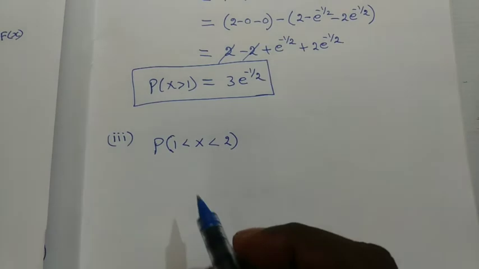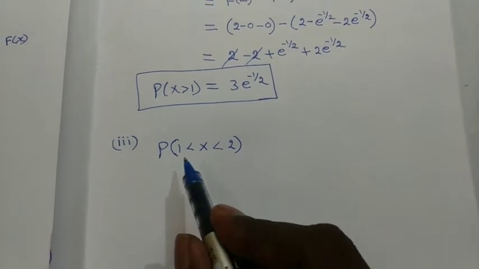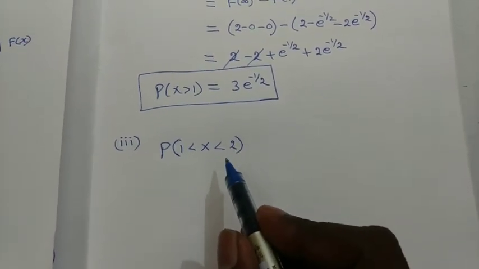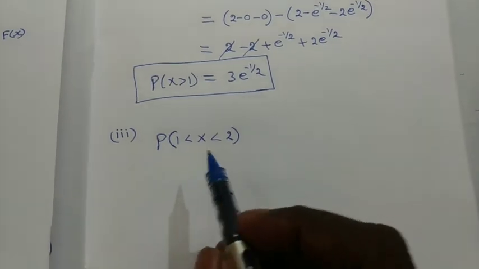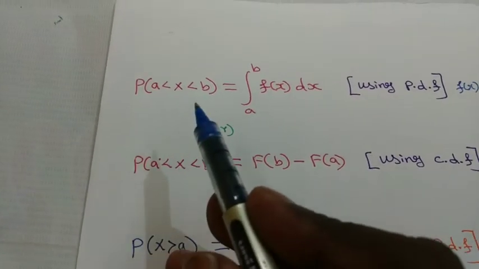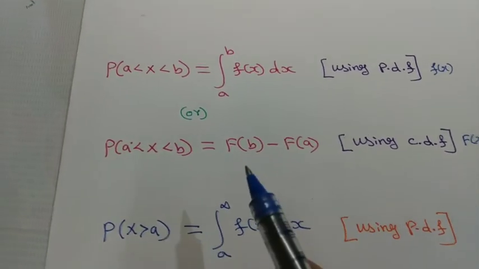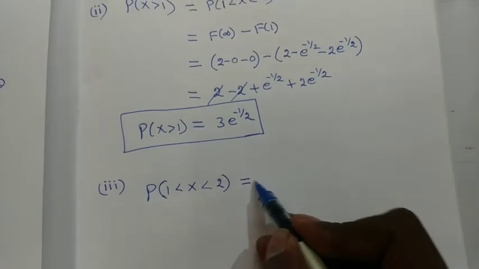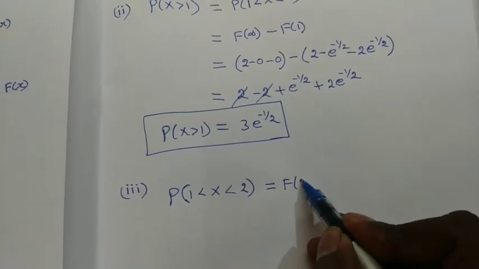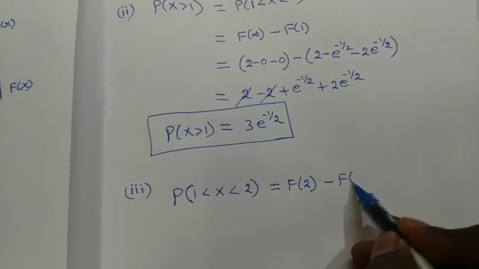So next I am going to find out P of 1 less than x less than 2. Same, I am going to use the CDF method. So what is the formula? P of a less than x less than b using CDF is F of b minus F of a. So here F of 2 minus F of 1.